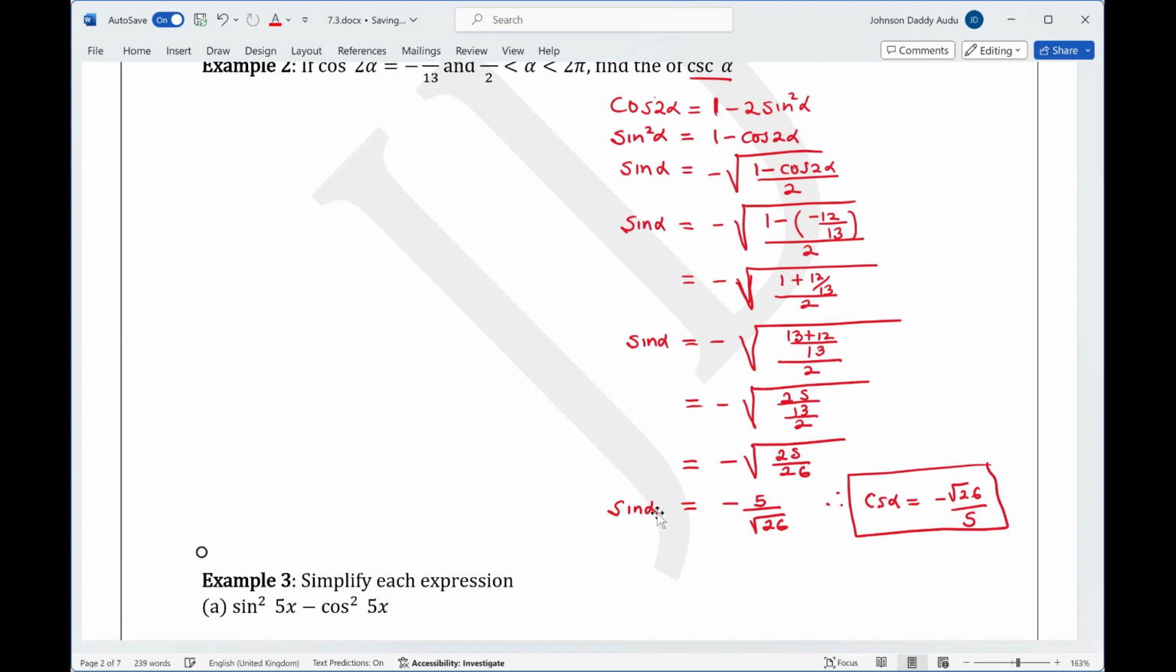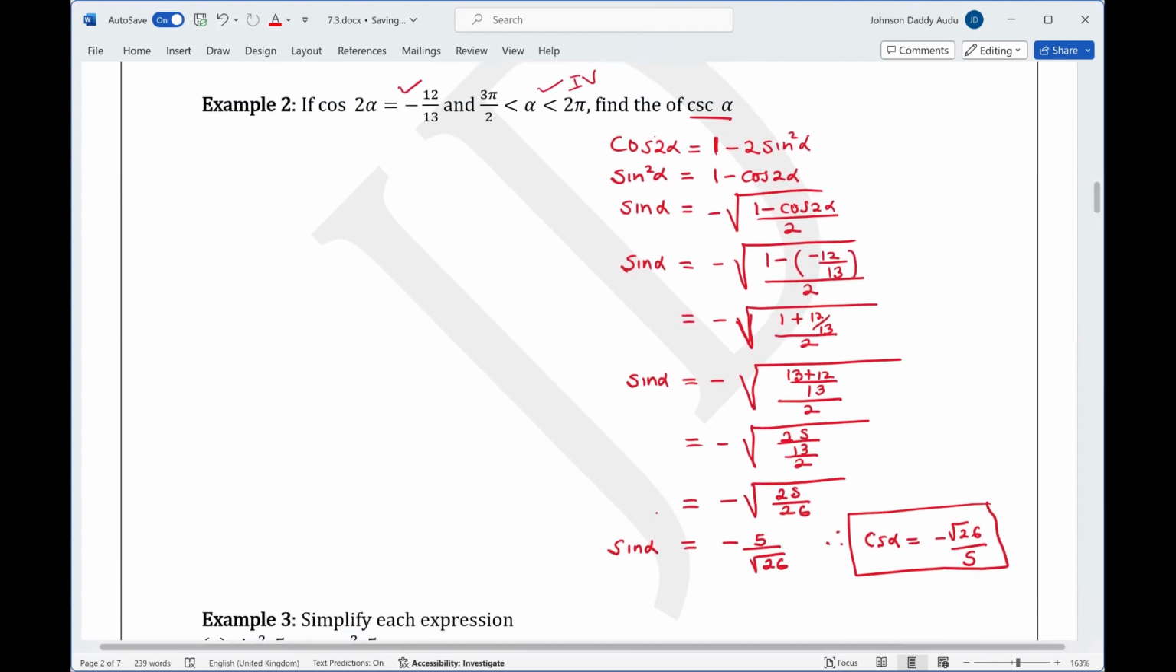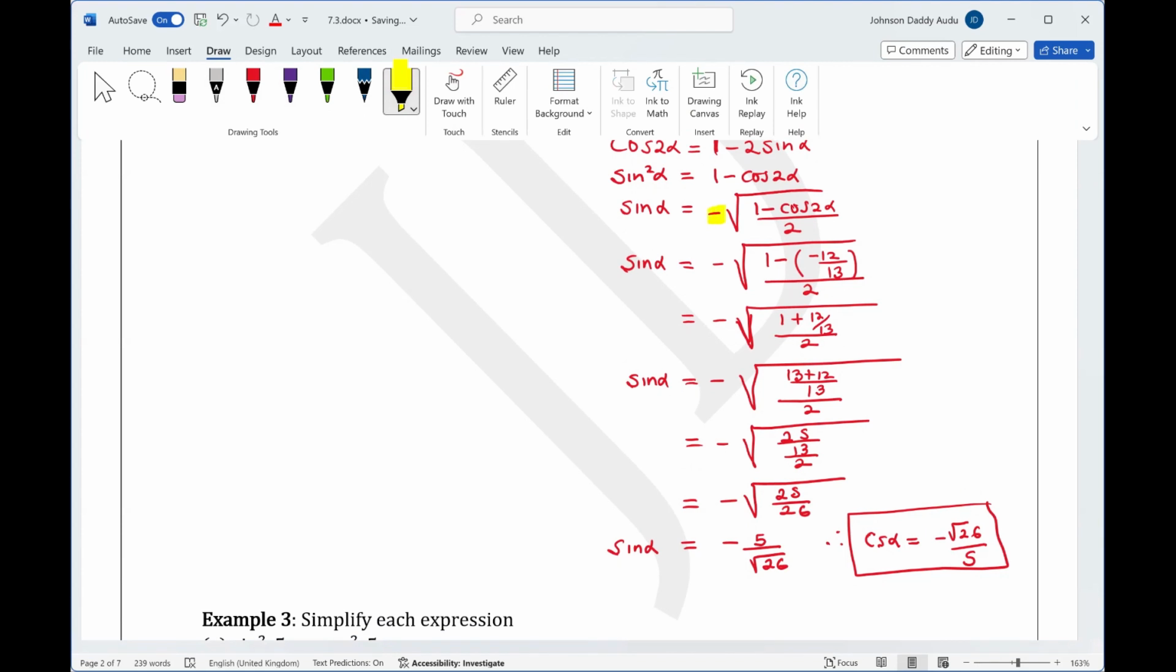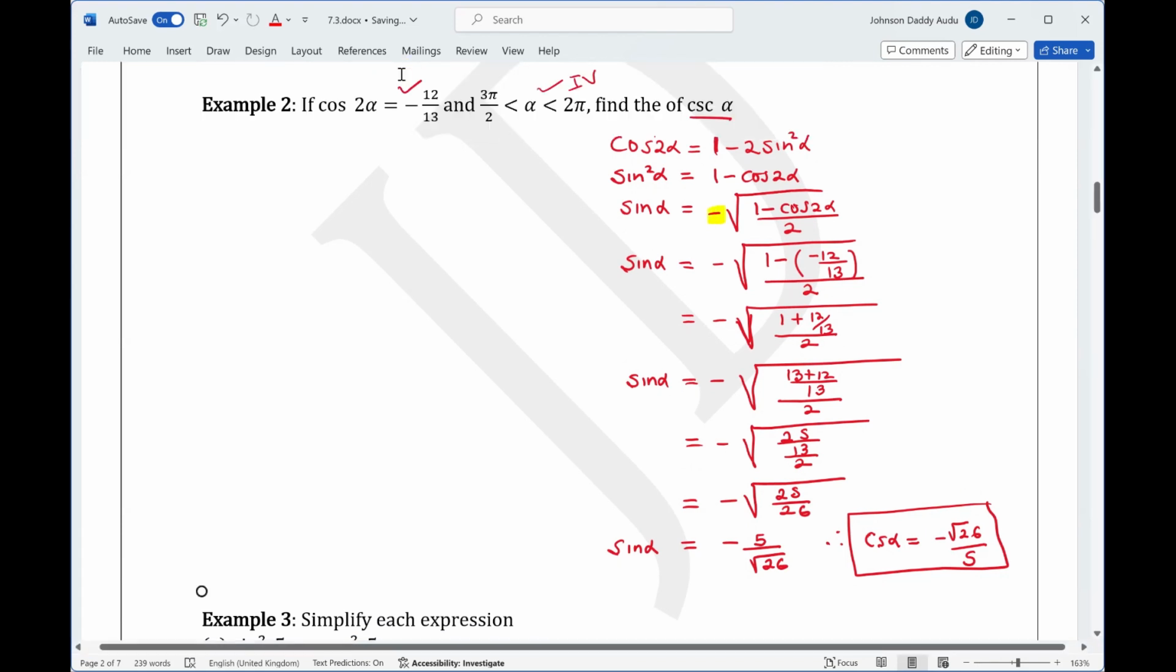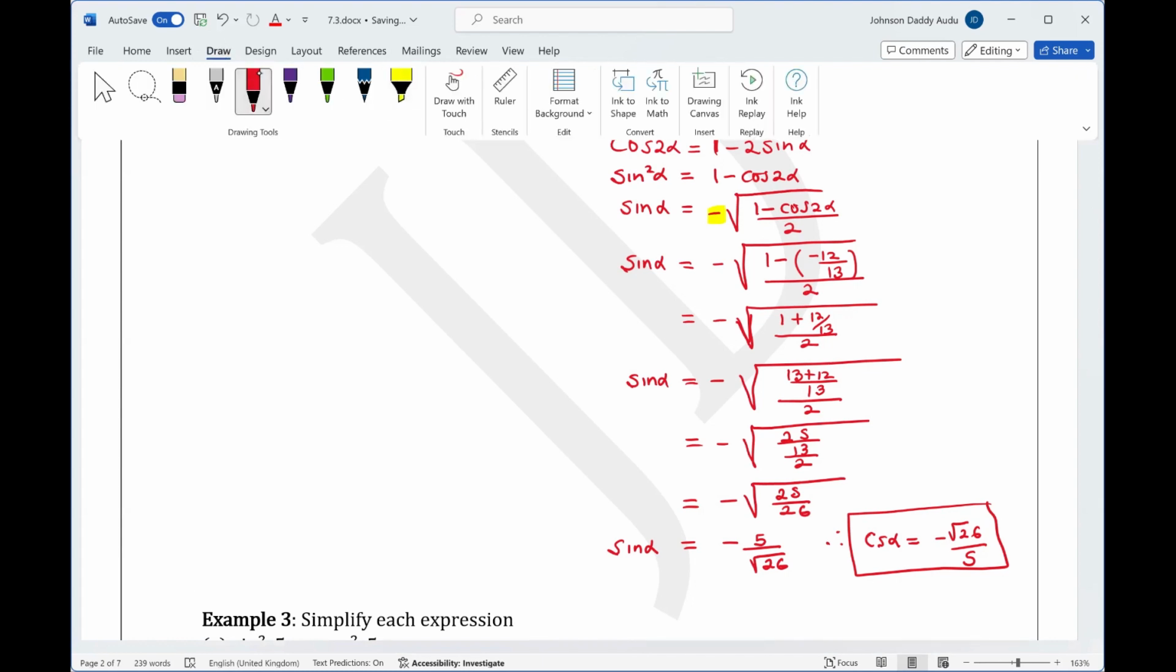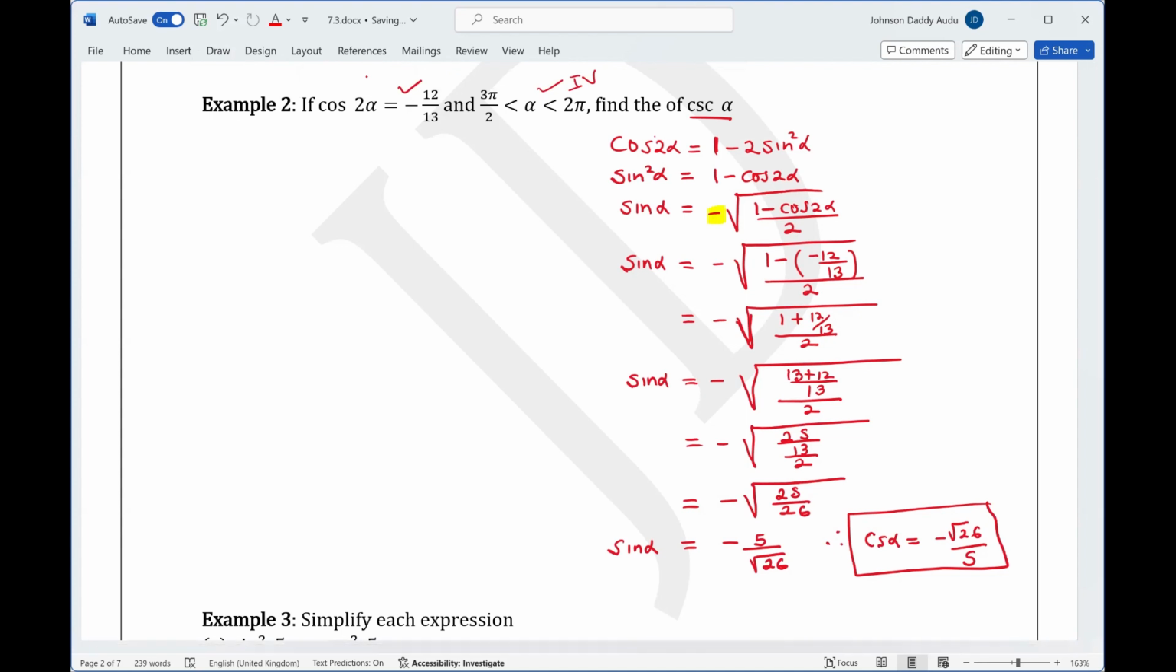Okay, just a simple explanation here. Why did we use minus? We use minus because of the quadrant, because we are in quadrant 4. Sine is negative in quadrant 4. Because here it is squared, if you take the root of both sides, we're supposed to have plus minus. But we choose minus because of quadrant 4. And in here, we already have cosine 2 alpha, just substitute directly.